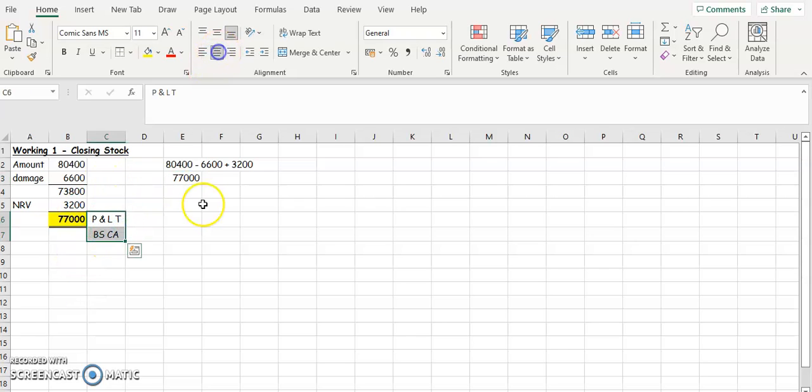So that's how you do the first adjustment, your closing stock: taking away your damaged stock and adding on your net realizable value.